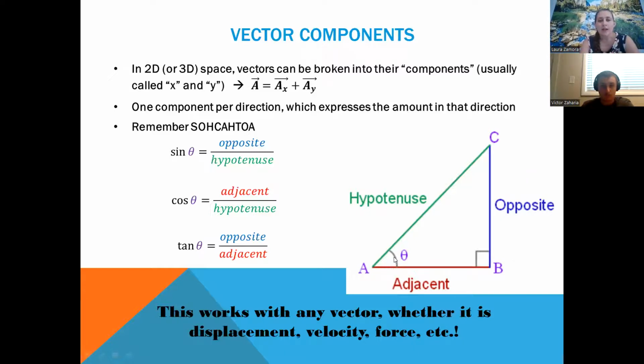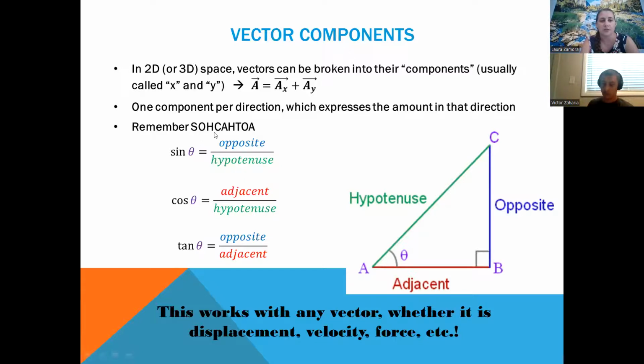So the sine of our angle theta is defined as the length of the side that's opposite our angle divided by the length of the hypotenuse. So in our SOHCAHTOA, that's where those first 3 letters come.